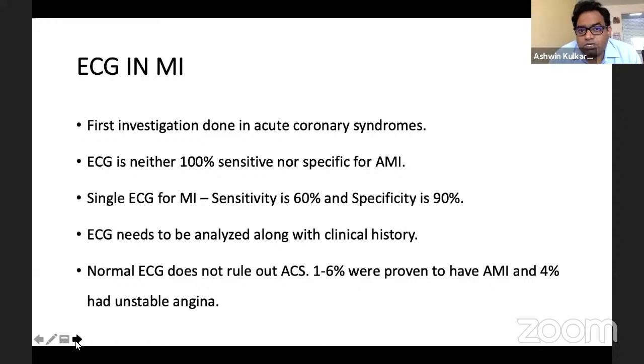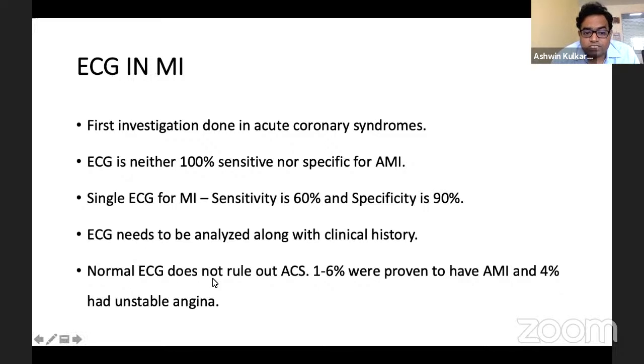This slide is very important. I want you people to see this slide very carefully. ECG is neither 100% sensitive nor specific for acute myocardial infarction. We are conducting this ECG module for myocardial infarction and ischemia, but you should remember that ECG is never 100% sensitive. ECG has to be analyzed keeping in view the clinical context, the clinical condition, and the comorbidities of the patients. For a single ECG for MI, the sensitivity is around 60% and specificity is around 90%. Once again, you have to know about the clinical context, the symptoms, and the clinical presentation.